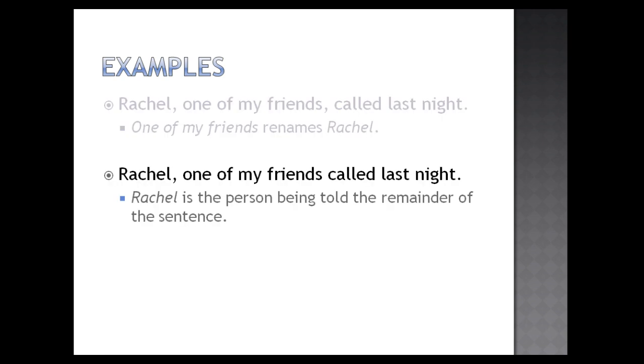If we change the punctuation, however, Rachel, comma, one of my friends called last night, then Rachel is the noun of direct address. It's the person being told the remainder of the sentence. So you're speaking to Rachel, telling that person, Rachel, that one of your friends called last night. The second is not an example of an appositive, but an example of how important those commas are.